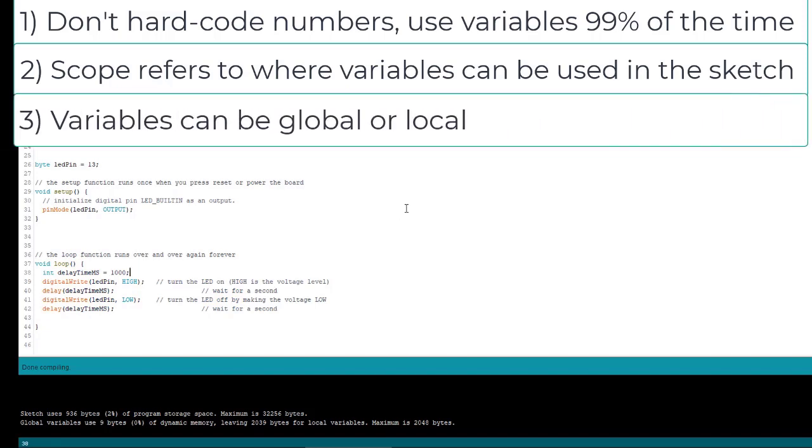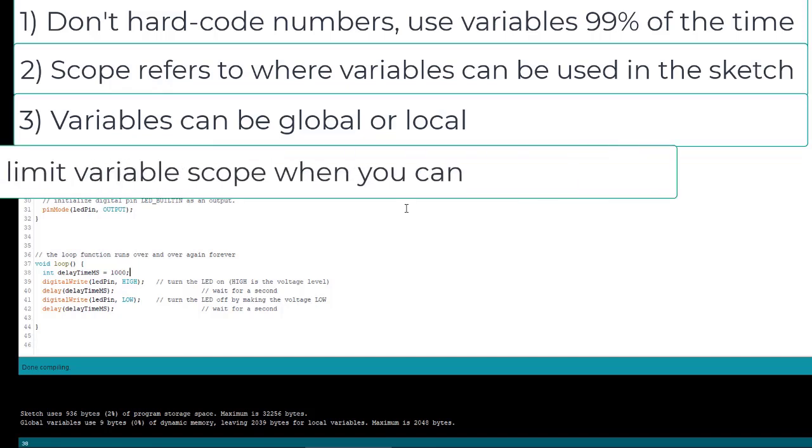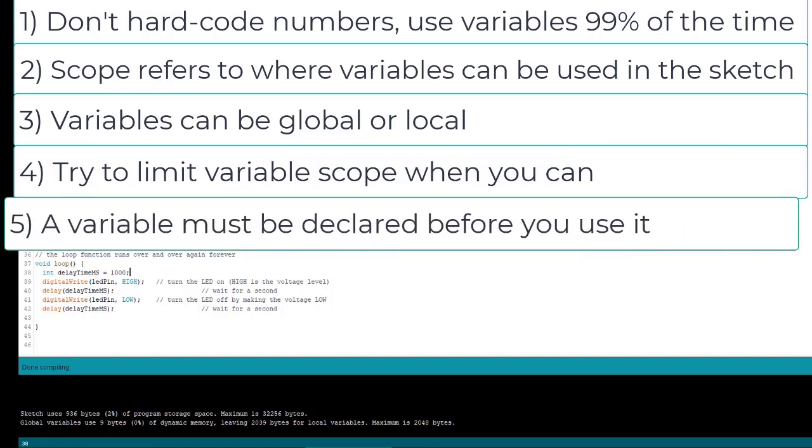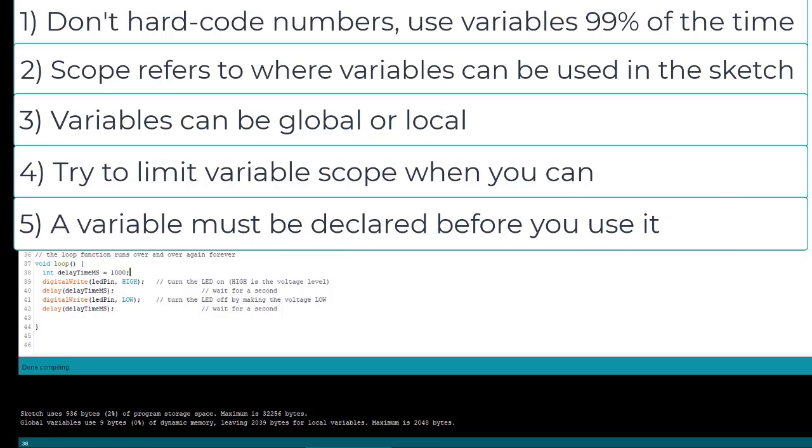Variables can be global, which means, again, all code blocks can see them and use them, or local, which means that only the block the variable is declared in can see and use the variable, as we just demonstrated. Good practice tells us to limit variable scope when possible. And finally, a variable must be declared before it can be used. Okay, so now we know about variable scope and why using literals usually isn't a great idea.